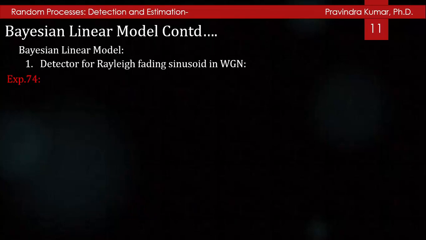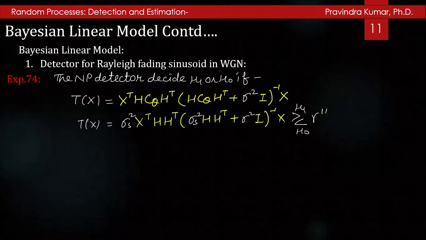Now for the detection of the sinusoid, the NP detector decides H1 or H0 if the test statistic X transpose H C theta H transpose times the inverse of the matrix H C theta H transpose plus sigma square I, times X, can be given as sigma s square X transpose H H transpose times the inverse of the matrix sigma s square H H transpose plus sigma square I, times X, is greater or less than the threshold value gamma double dash. And here gamma double dash is 2 gamma dash sigma square.